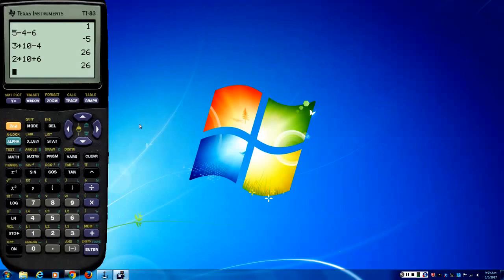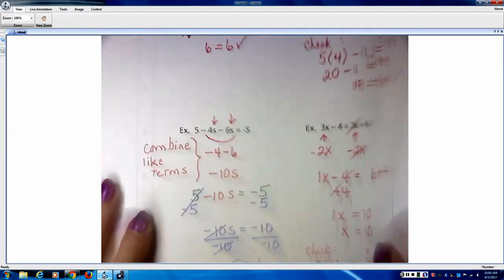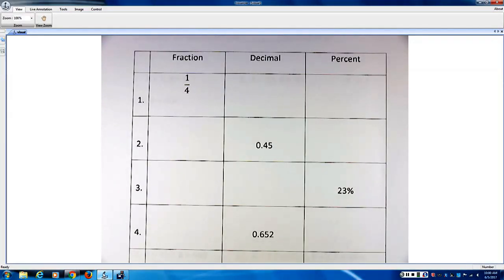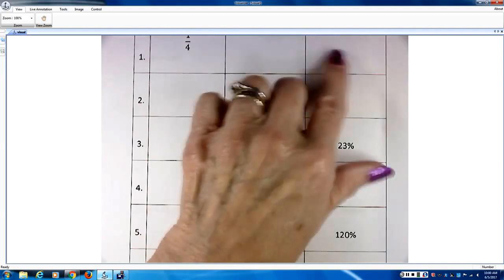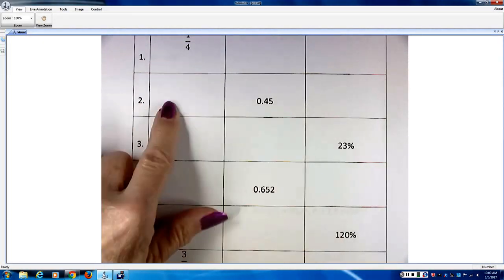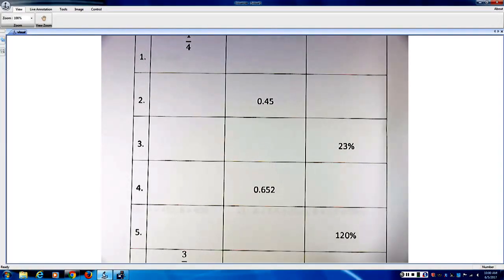But your remaining homework, let me bring that back up again. Your remaining homework is the rest of that handout. I want you to complete this table, which means you're given a fraction, change it to a decimal, and then change it to a percent. You're given a decimal, change it into a fraction, completely reduced, use your calculator, change it into a percent. So fill out this table.